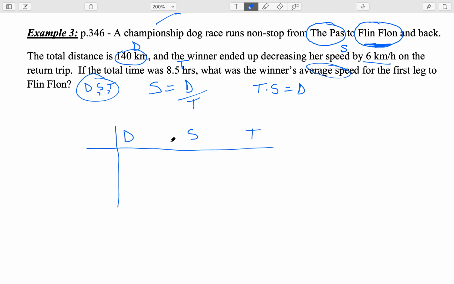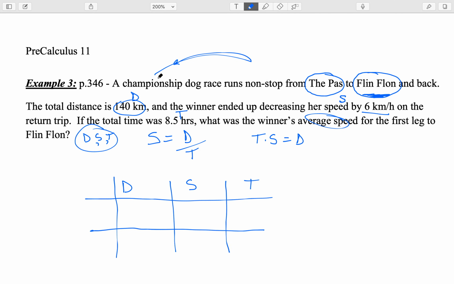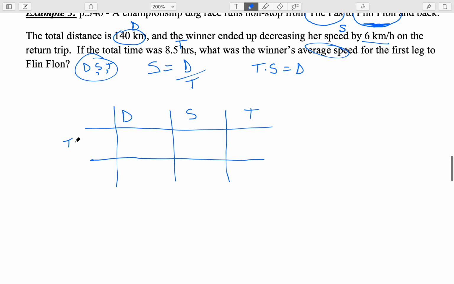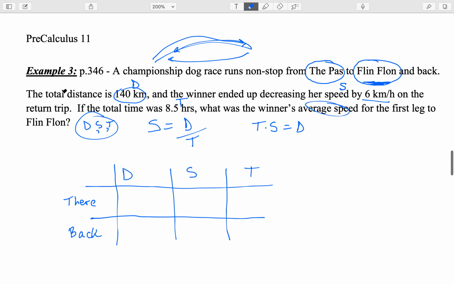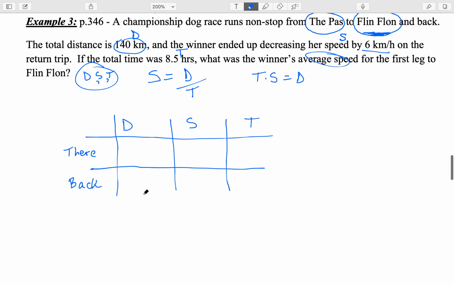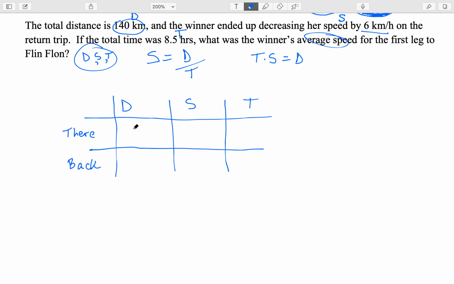There's two different things we need to discuss here. There's the first part and the second part. So we're talking about going there and then coming back because it says she decreased her speed. So we're talking about the first leg, so there, and then the second leg, back. Or you can call this the first part and the second part. What was the distance? Was it 140? No, 140 is the total distance. So does that mean it has to be 70 and 70? Well, unless you moved one of the towns. Yeah, if it's there and back, it's exactly 70 and 70.